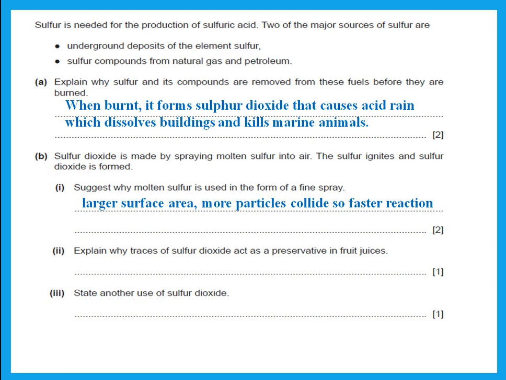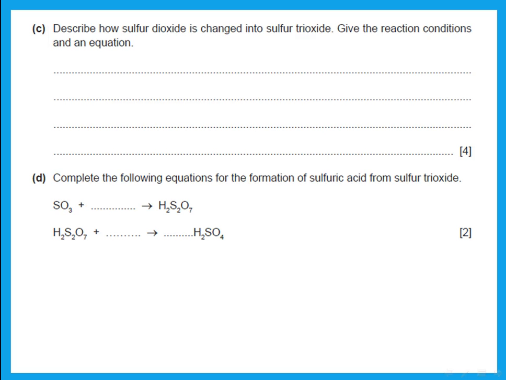Explain why traces of sulfur dioxide act as a preservative. We said why does it act as a preservative? Because it kills harmful bacteria. State another use of sulfur dioxide besides being a preservative. We said we use it for what? Bleaching wood pulp.